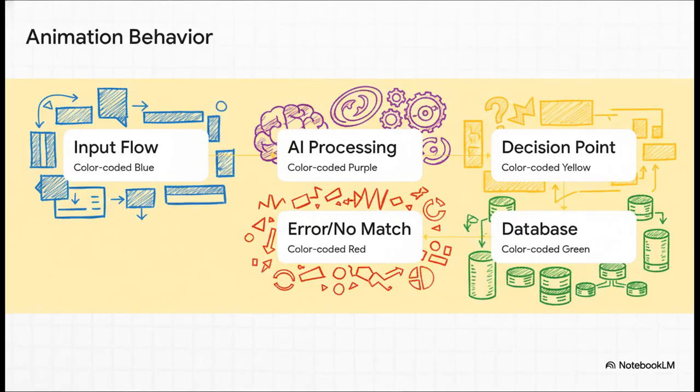The prompt even gets down to the nitty-gritty of color coding, which is just brilliant for clarity. By giving specific colors to different actions, like blue for input, purple for AI processing, yellow for a decision, the final animation becomes so easy to read. You don't have to guess what's happening. The colors tell the story for you.